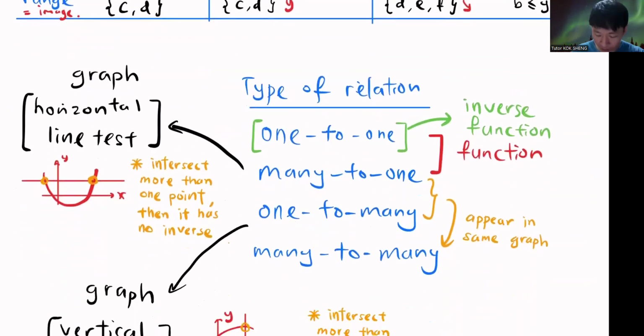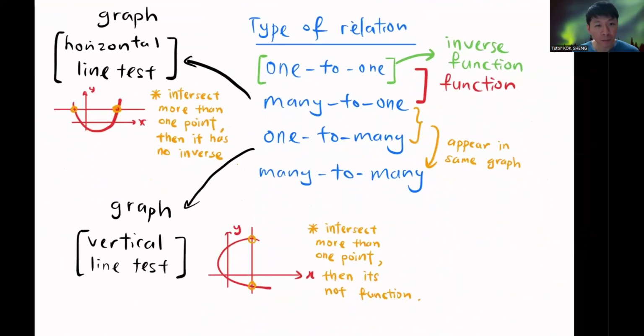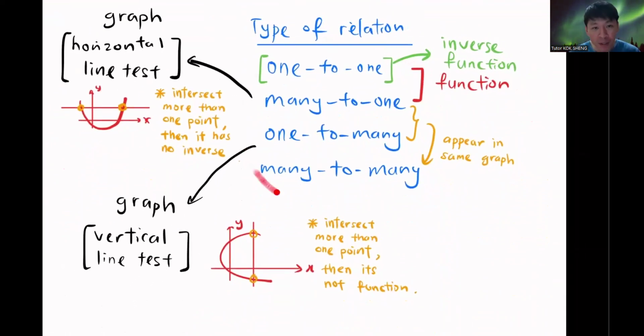The types of relation. These four types here: one to one, many to one, one to many, and many to many. The one to one and all these three others are actually referring to the object and image. Object and image. All these are same. Object, image. Same thing for this one. Object and image. Last one same also. So there are four different types here.